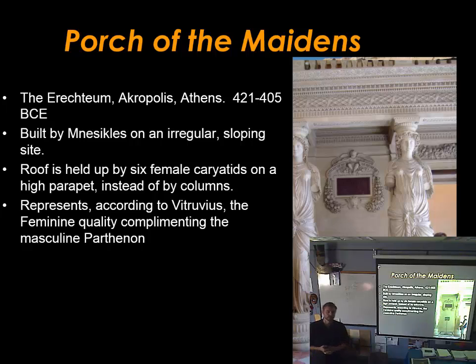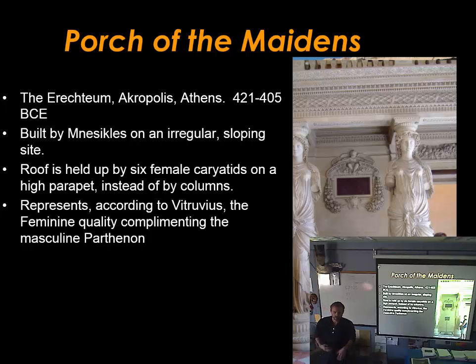Different people were working on it for different purposes, and so one side looks like a porch with these caryatids, which are like female columns, very different than the Doric, Ionic, Corinthian orders. These caryatid objects are essentially humans created as replacements for columns. Some of the buildings just have flat objects or engaged columns on other sides. The roof is held up by these six female caryatids on a high parapet, which is a large foot base for her, instead of columns.